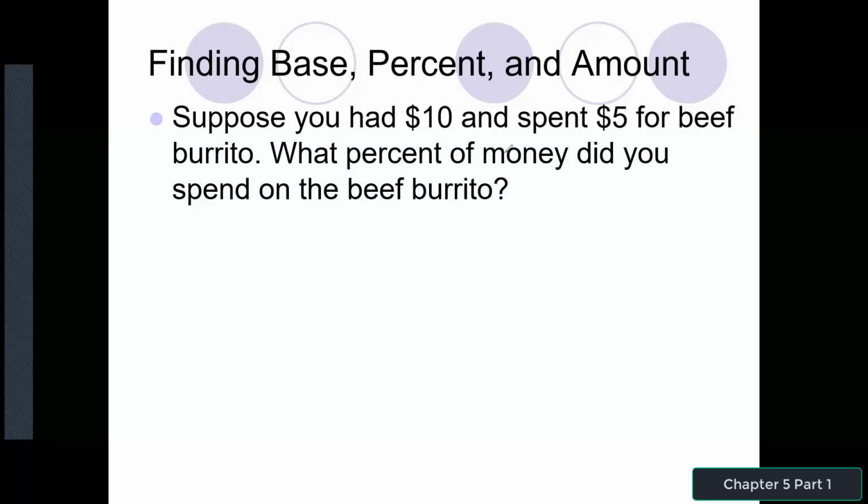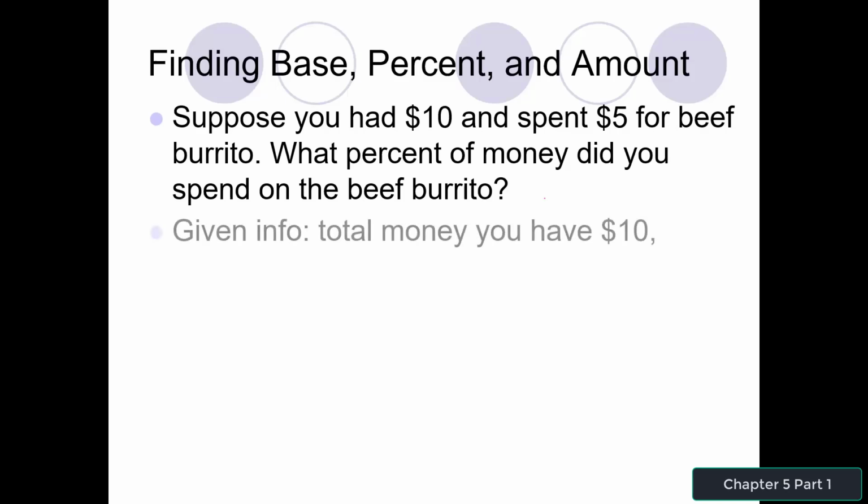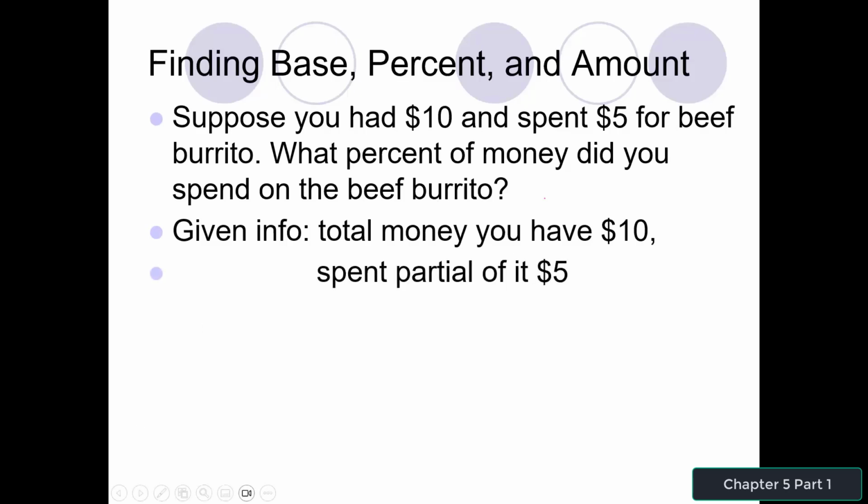Okay, $10 is everything we have in our pocket. So my given information here is the total money I have is $10, okay? And I spent $5. I spent part of the $10, $5, okay? So I need to find the percent of that $5 in the $10, the whole amount. Many of you can just calculate this in your head. I spent $5 and $5 is half of the $10, so I spent 50% of it, right?